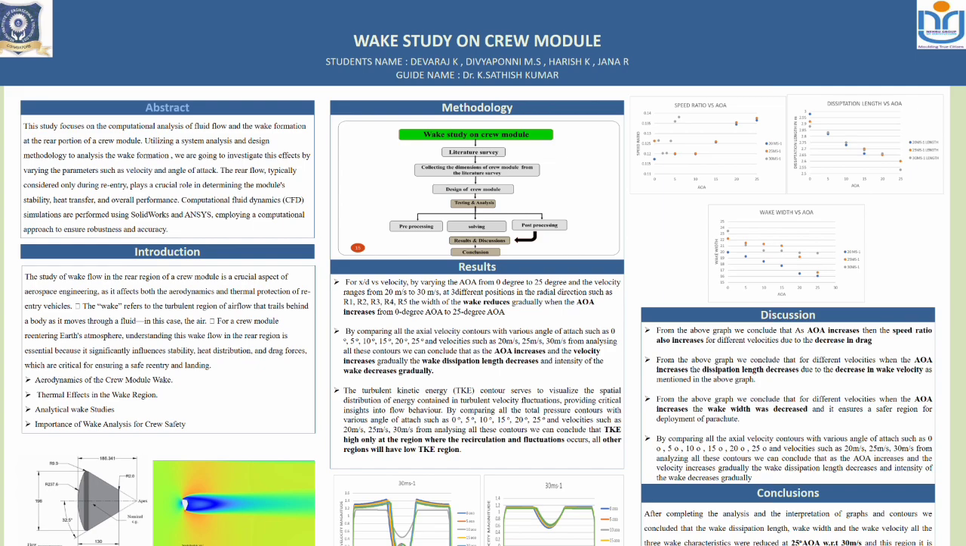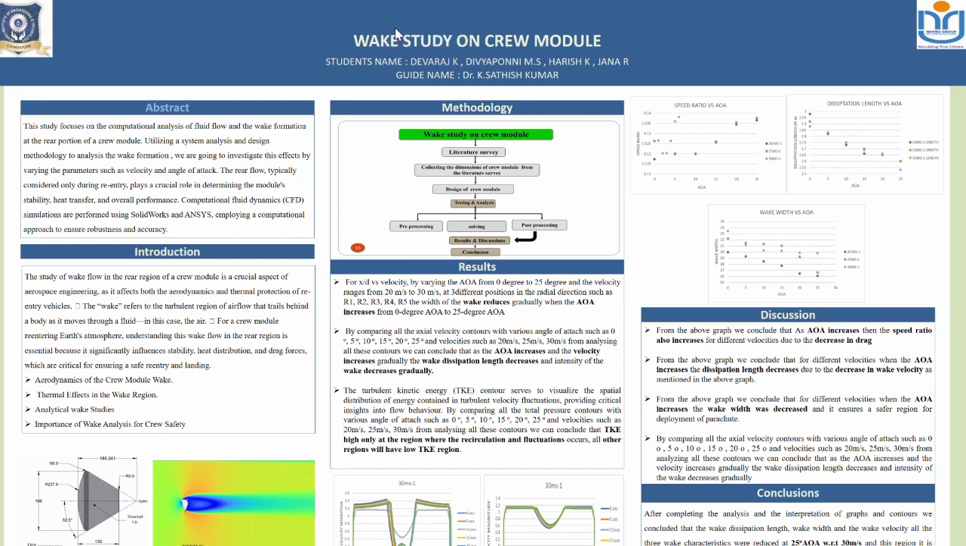The results we got are for different angles of attack and different velocity ranges. The angle of attack ranges from 0 degrees to 25 degrees, and the velocity ranges from 20 meters per second to 30 meters per second at different positions in radial directions such as R1, R2, R3, R4, R5. The width of the wake reduces gradually when the angle of attack increases from 0 degrees to 25 degrees.